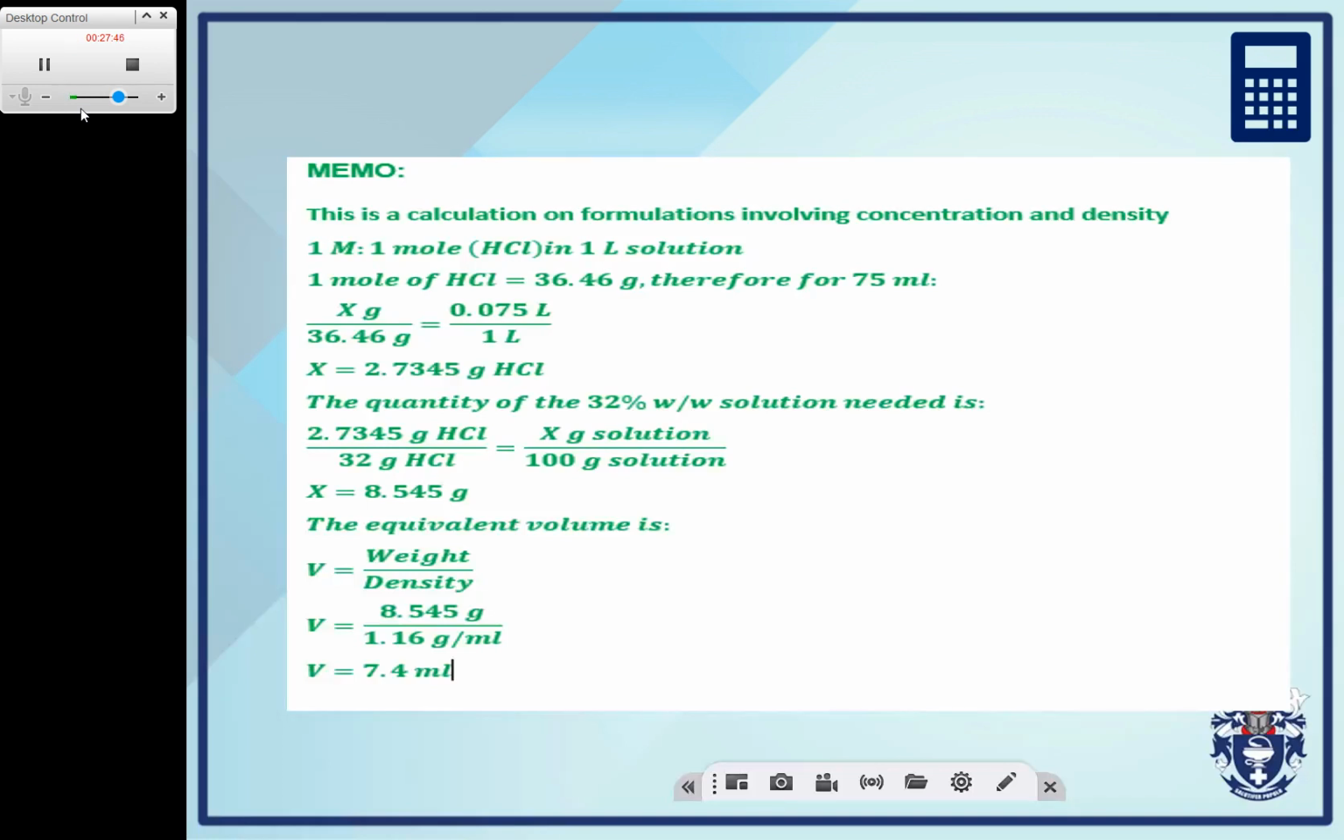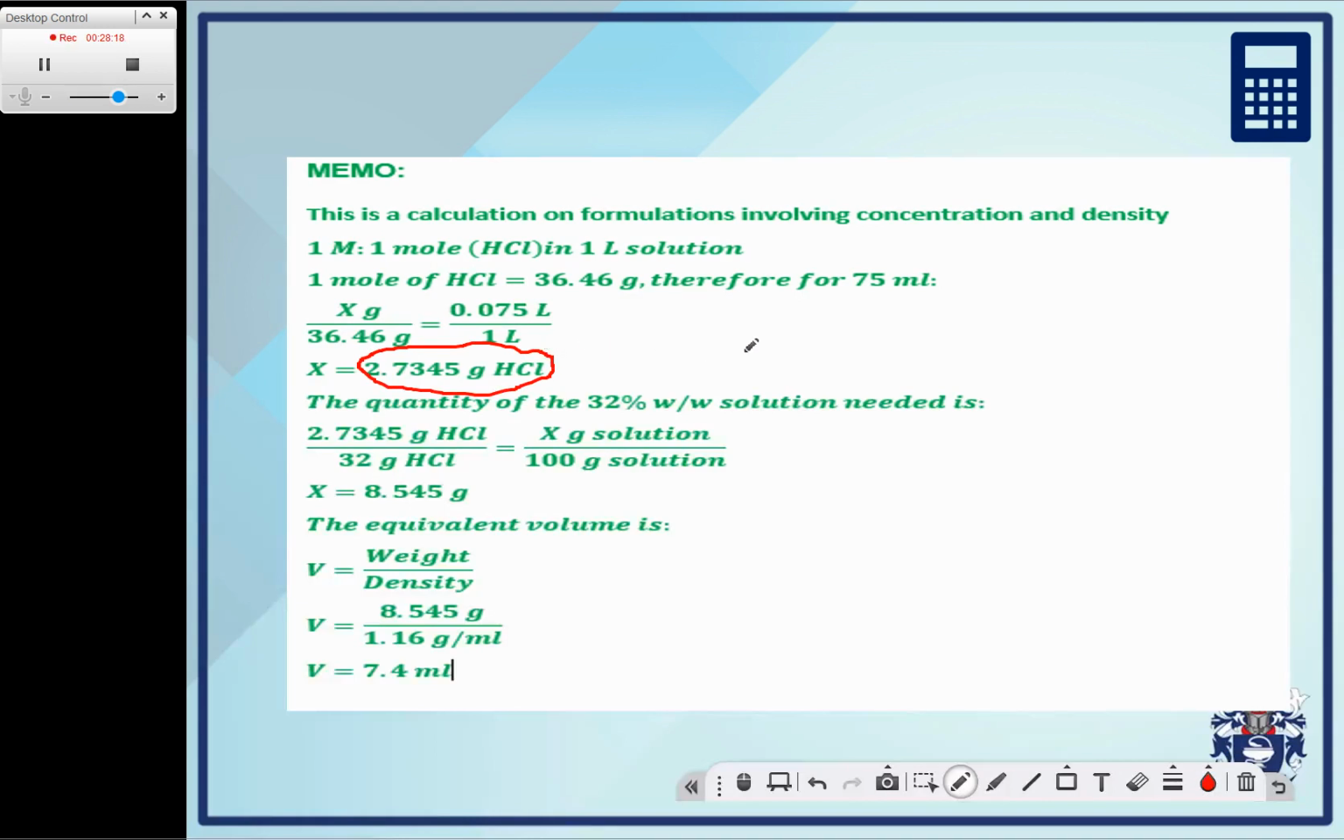How much hydrochloric acid do we need in 75 milliliters? 75 milliliters are equal to 0.075 liters, and you get an answer of 2.7345 grams of hydrochloric acid needed. Let's quickly encircle it. So this is what we need in terms of hydrochloric acid in weight.